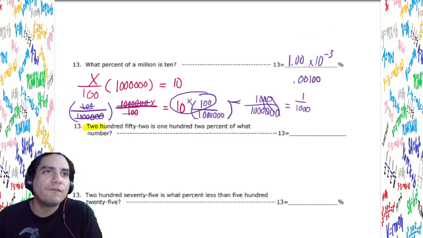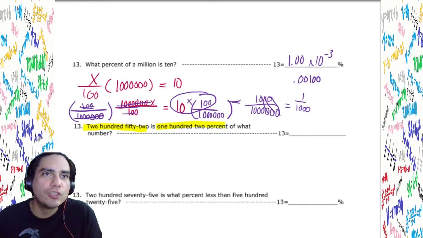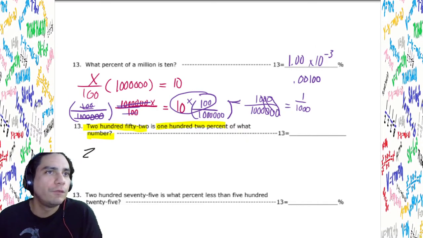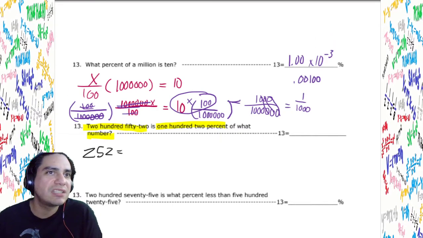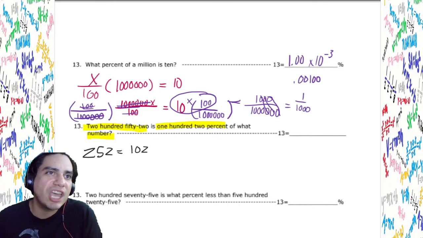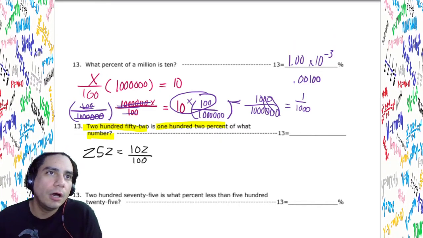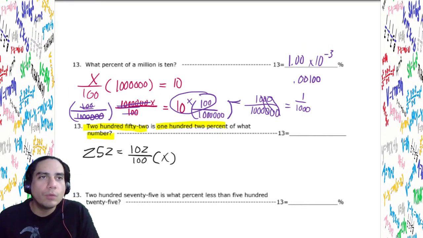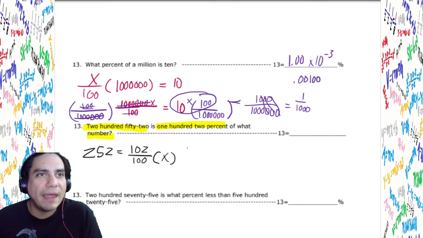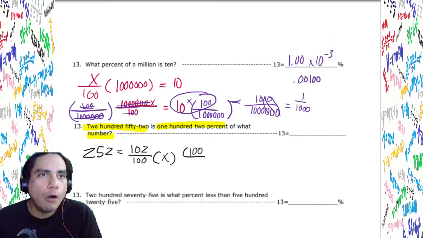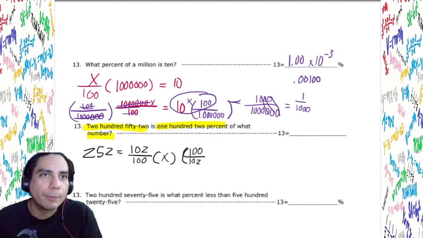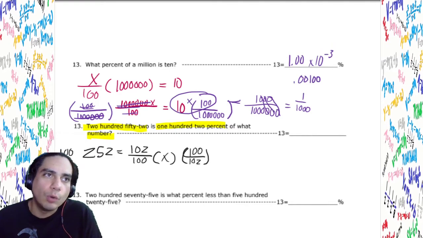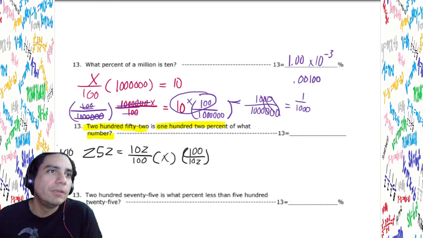So we got: 252 is 102% of what number? All right, let's set that bad boy up. 252 is 102%, 102 out of 100 of x. Ladies and gentlemen, we got to isolate that x. Easy work. We multiply by the reciprocal. We multiply it by 100 over 102. Let me make parentheses around both of them. Whatever we do on one side, we're surely going to do on the other side, because that's how math works.